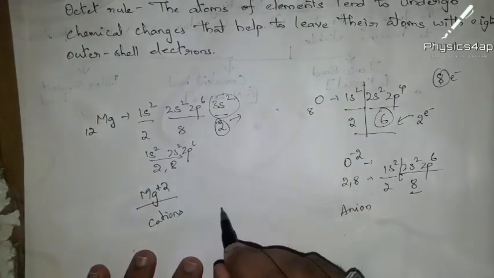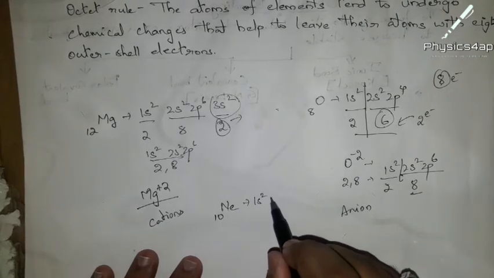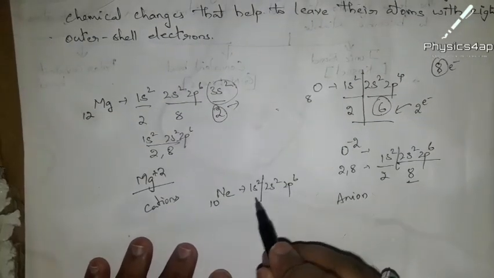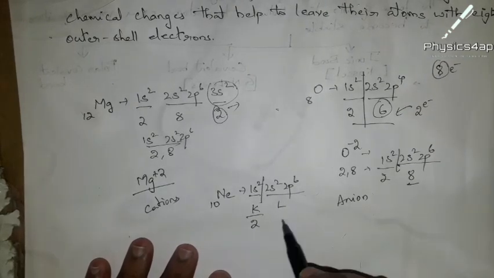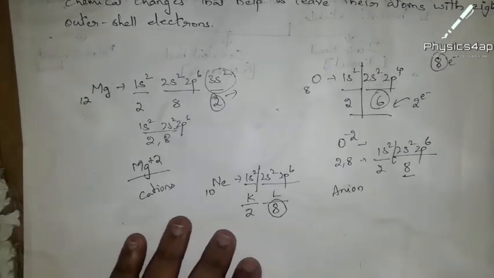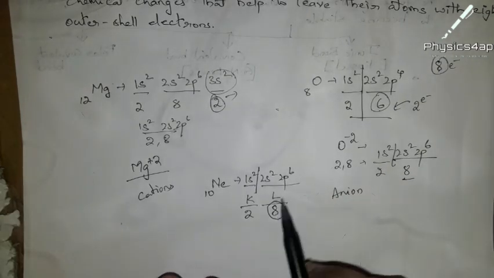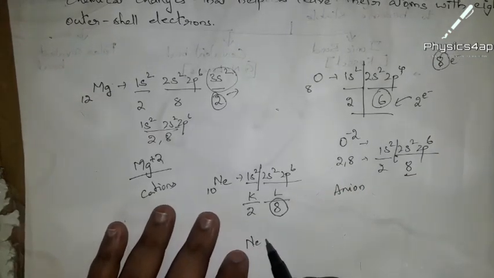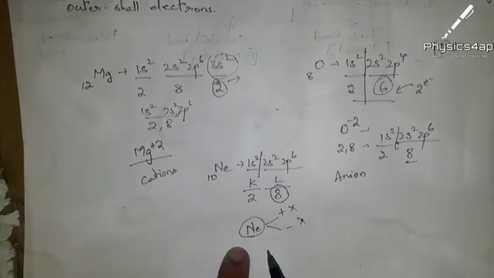Now what about neon? Let us take neon as an example. Neon's atomic number is 10. We have 1s2, 2s2, 2p6, which is the electronic configuration for neon. The first shell, the K shell, has 2 electrons, and the second shell, L, has 8 electrons. Already there are 8 electrons in its outermost orbit, so we cannot remove or add any, and there is no change in the neon atom. That is why neon cannot form a positive or a negative ion, and neon is called a noble gas. Why?